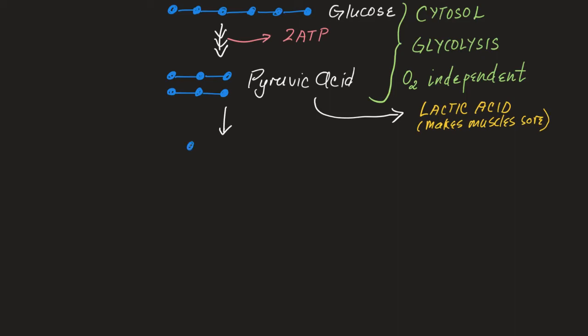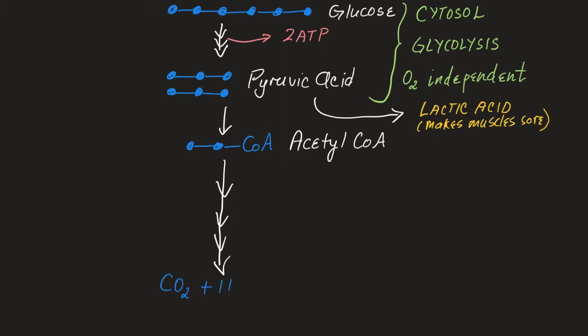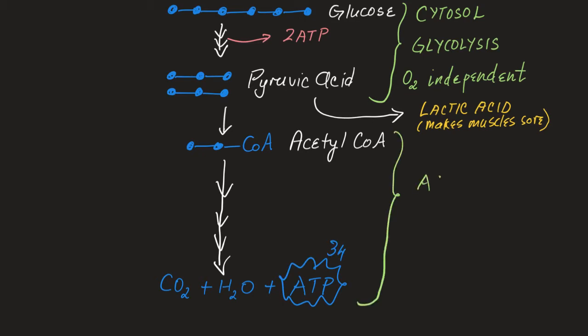In the presence of oxygen, pyruvic acid goes on and becomes a very important molecule called acetyl CoA. This is a 2-carbon molecule with a coenzyme A attached to it. Acetyl CoA enters the mitochondria, undergoes a series of changes, and ultimately results in carbon dioxide, water, and 34 molecules of ATP. All this happens in the presence of oxygen, and so it is said to be aerobic. We call this aerobic respiration. And this takes place in the mitochondria.